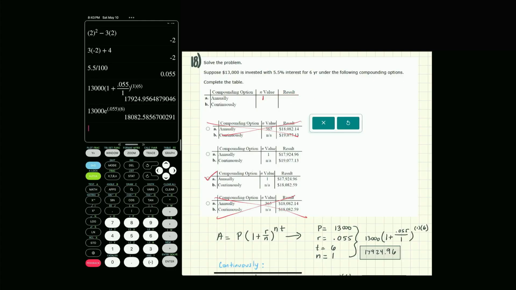And then they're asking us to calculate compounding continuously. Well, the N value doesn't matter in compounding continuously. And then what is the result? And the table that has the correct values is right here.